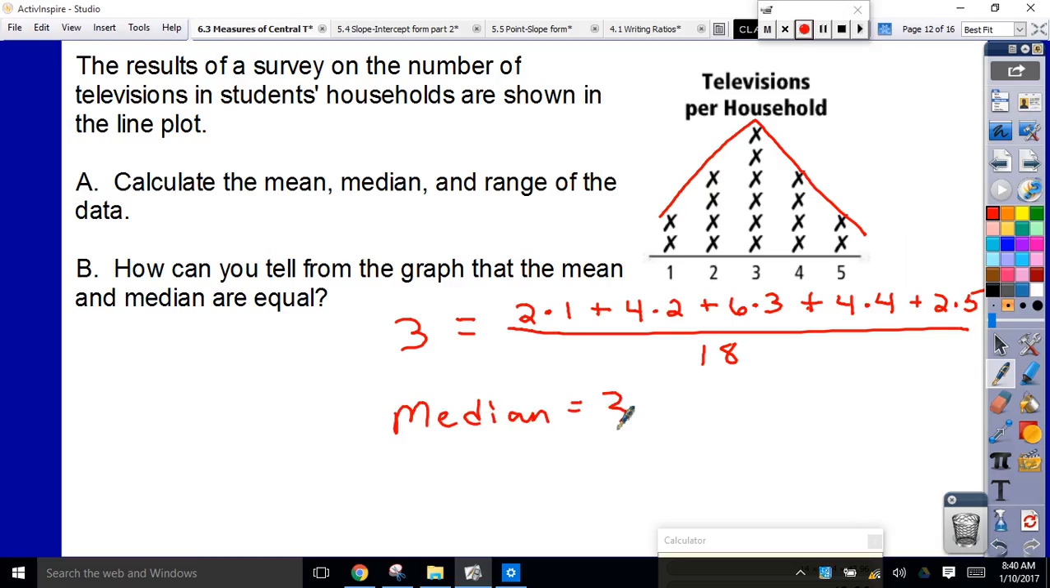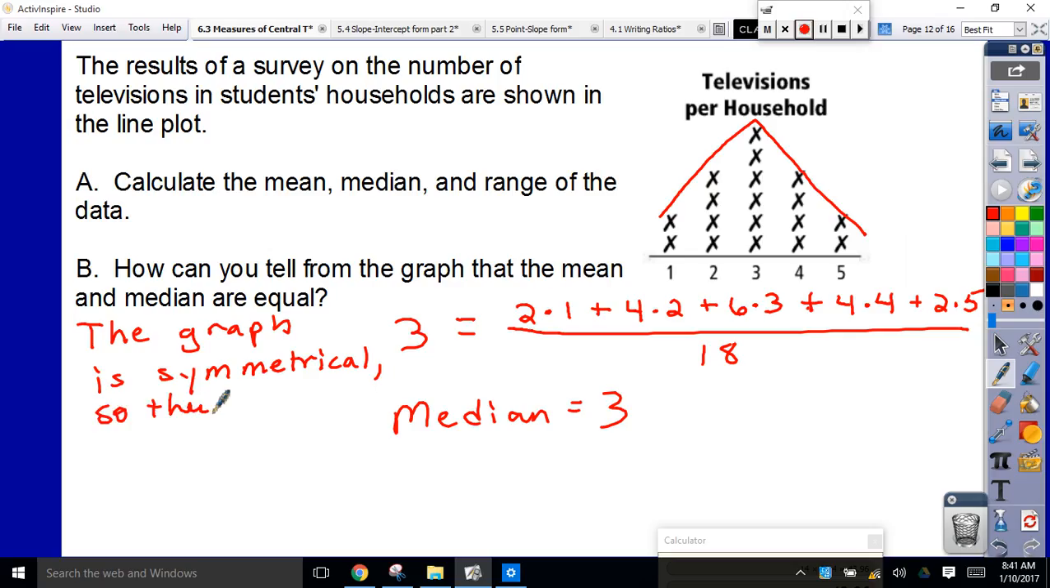The median is 3. And then it asks us in part B how you can tell from the graph that the mean and median are equal. When your graph is perfectly symmetrical like this, then it's always going to have the same mean and median. So when you have a symmetrical graph, you know that they're going to be the same. The graph is symmetrical, so they are equal.